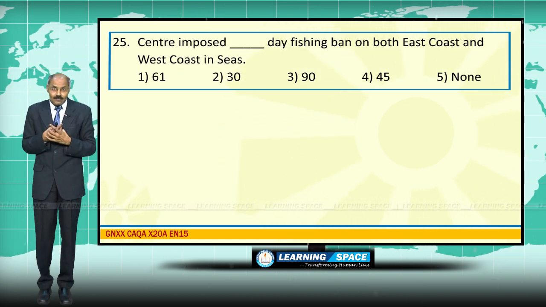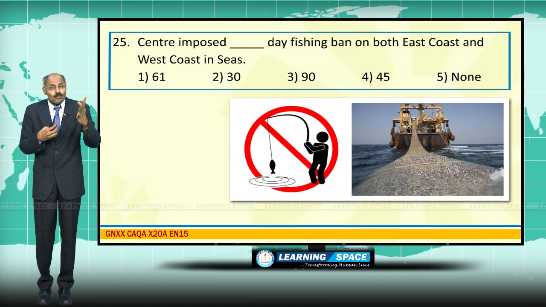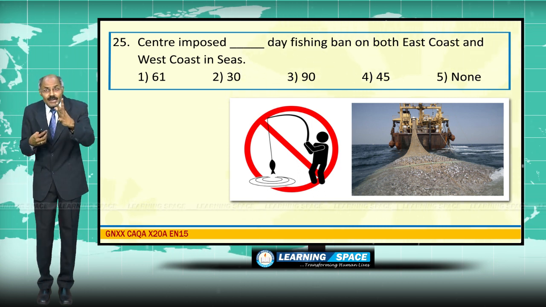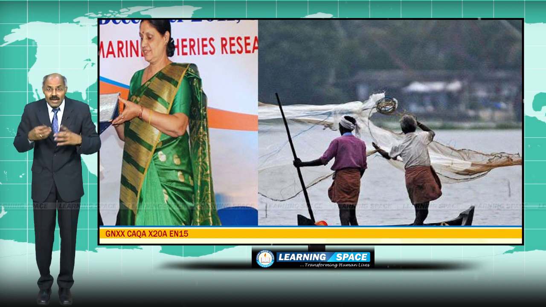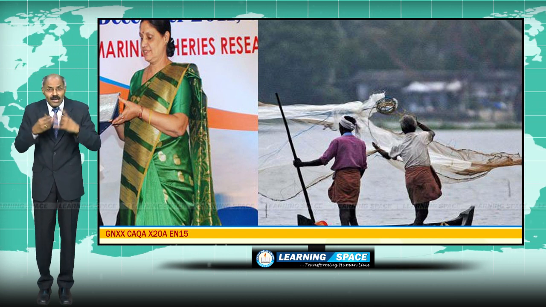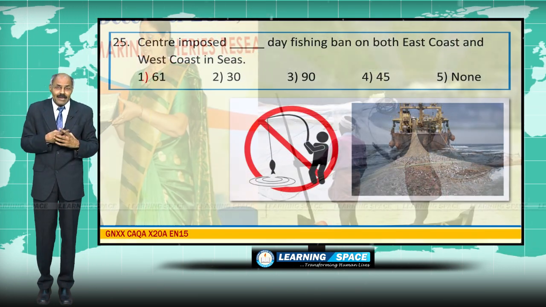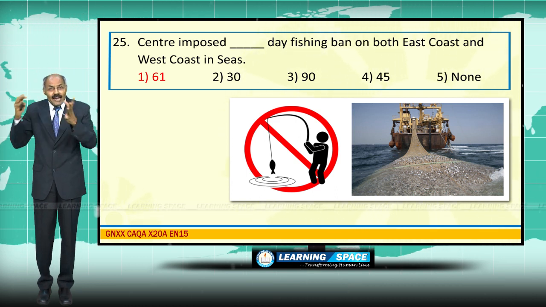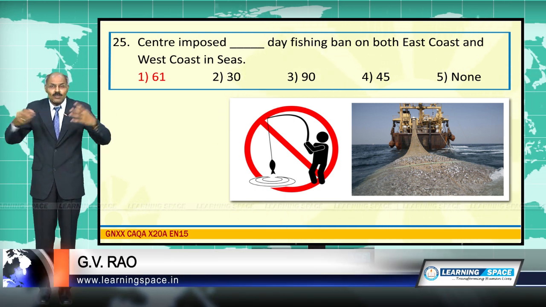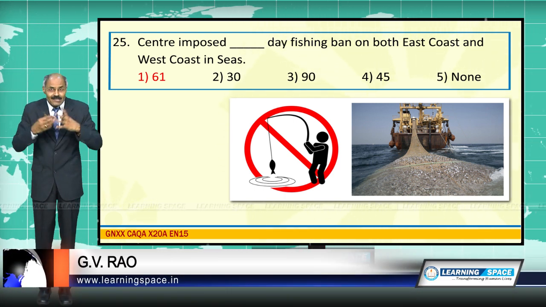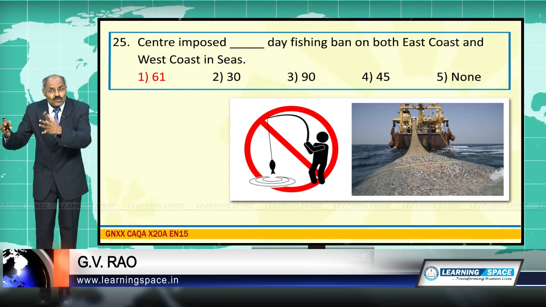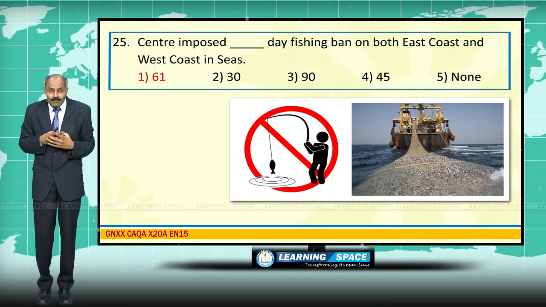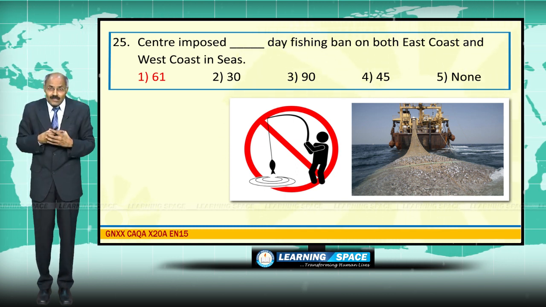The Center imposed a 61-day fishing ban on both the East Coast and West Coast seas. Mechanized boats are not allowed during this period. The dates of starting this ban are different on both coasts, but the total ban is 61 days; previously it was 45 days, now increased to 61 days. During this period, mechanized boats are not allowed into the deep sea. This is imposed basically to conserve fisheries resources.